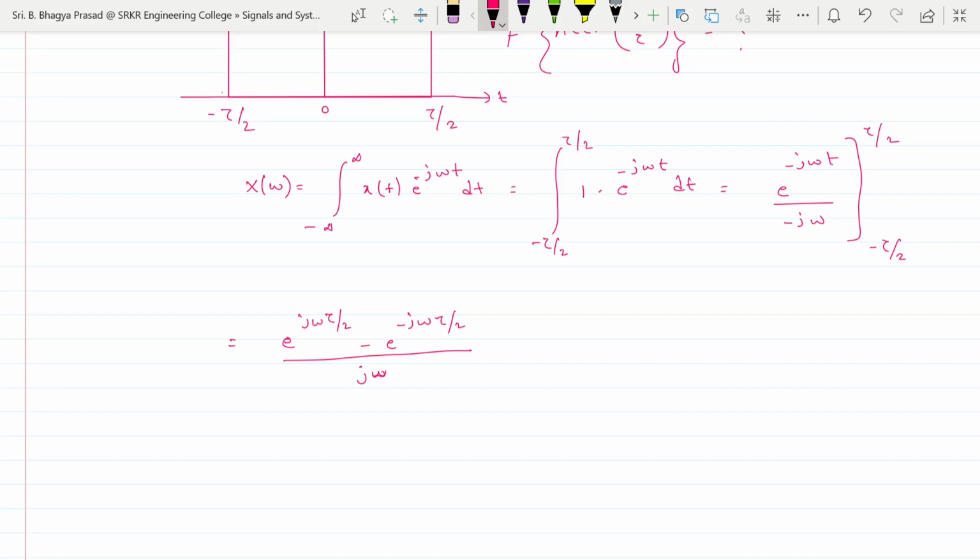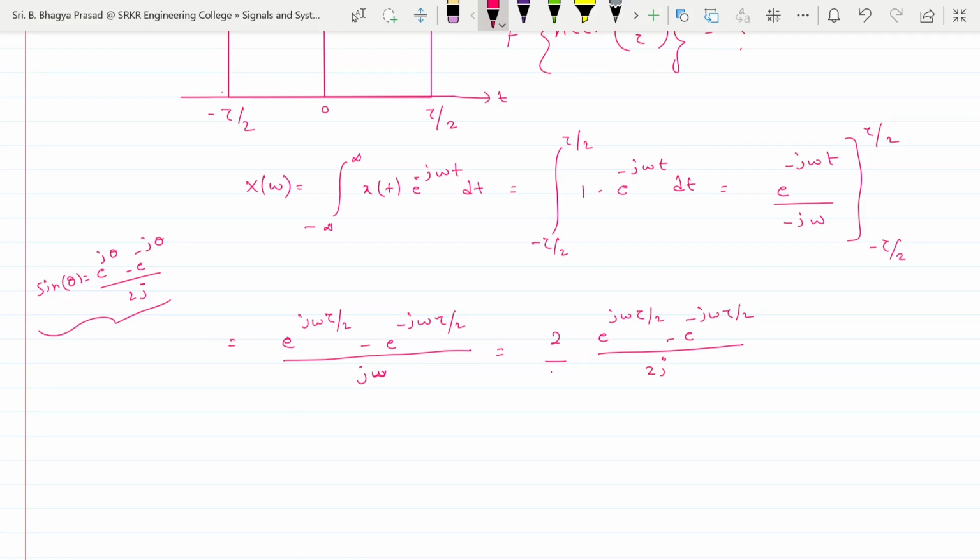So you can write this expression in terms of sine. You know that sine theta is e power j theta minus e power minus j theta by 2j. So we are going to convert this entire expression into sine terms. We need the denominator 2j, so we have to multiply the denominator with 2: 2 into e power j omega tau by 2 minus e power minus j omega tau by 2, that is 2j.